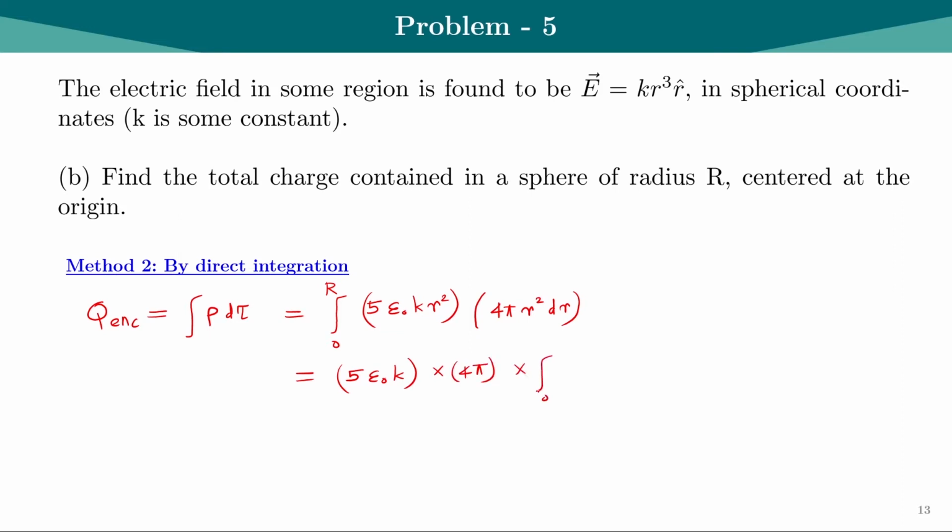times the integral from 0 to r of R raised to 4 dr, which is equal to 20 pi epsilon 0 K times r raised to 5 over 5 within the limits 0 to r. And when we apply the limits, we get 4 pi epsilon 0 K times r raised to 5.